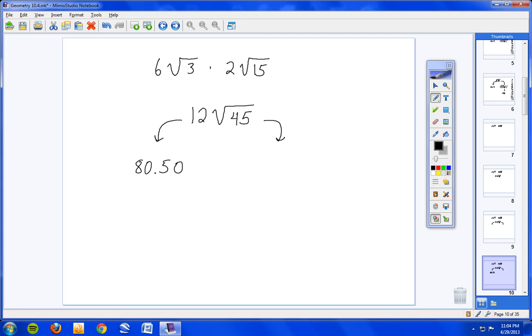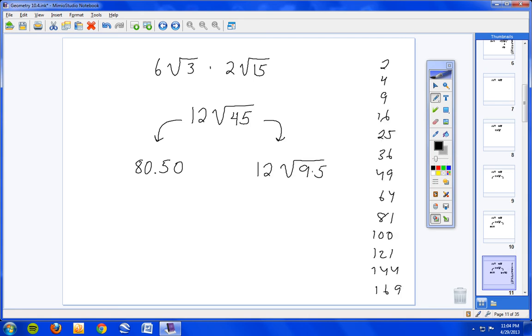If I asked you to simplify it, well, you would list out your perfect squares. Again, that 2 should not be there. There we go. And you would see that 9 goes into 45. See that 9 right here? 9 times 5 is 45. And you know the square root of 9 is 3, so cross off the 9, put a 3 on the outside, and you multiply the 3 and the 12, and you get 36 square root of 5.